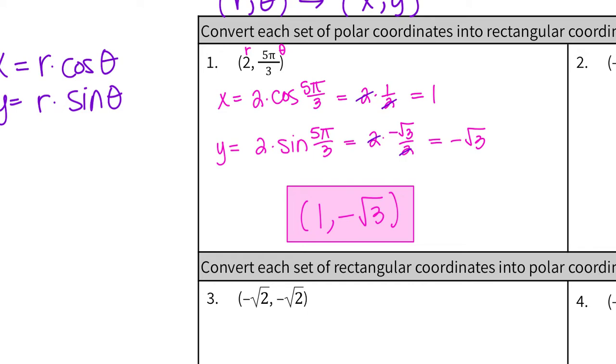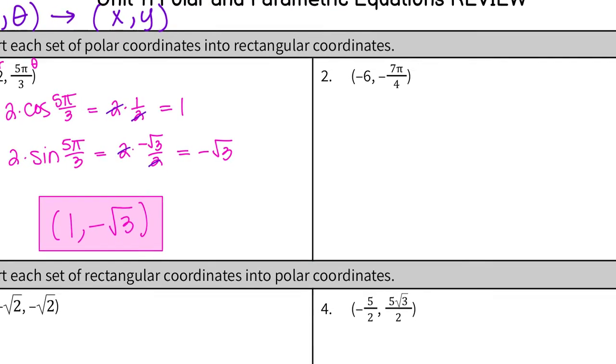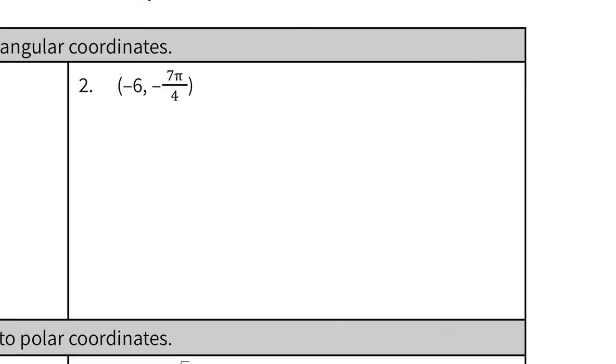Okay, let's look at another one. This one, -6, -7 pi over 4. So this is r, this is theta. I'm kind of looking ahead, and it would be nice if -7 pi over 4 were on the unit circle. Now, 7 pi over 4 is on the unit circle, but the issue we have right now is it's negative. So you need to find a positive coterminal angle.